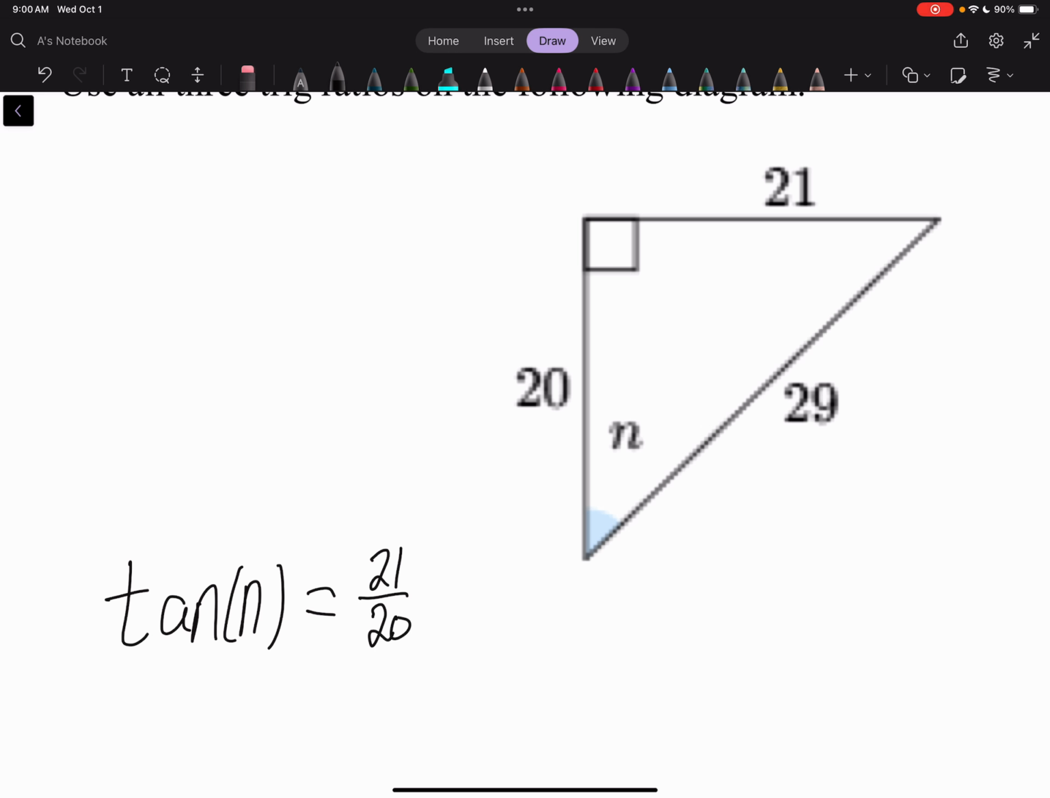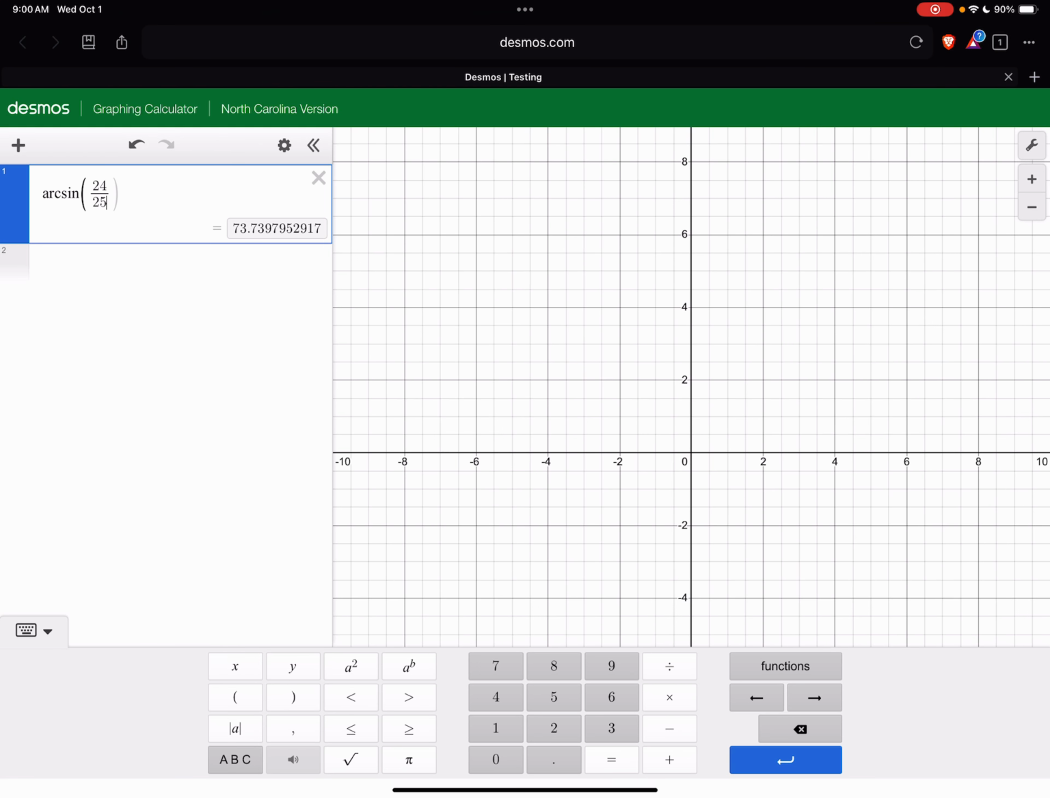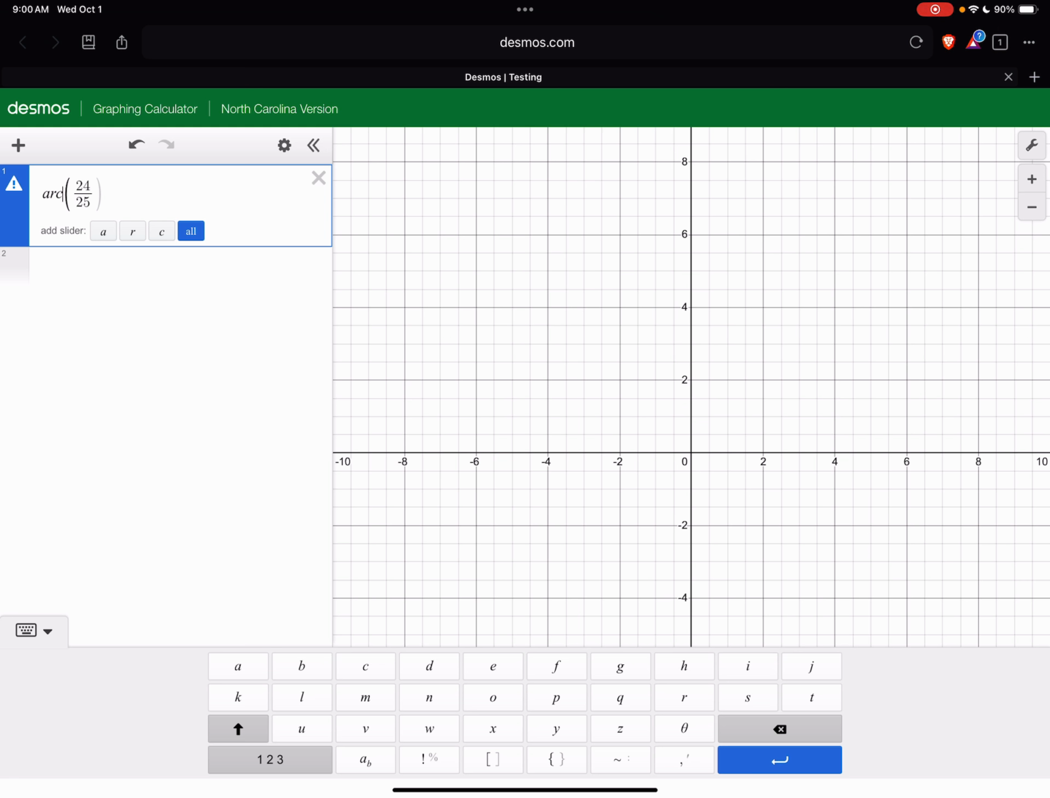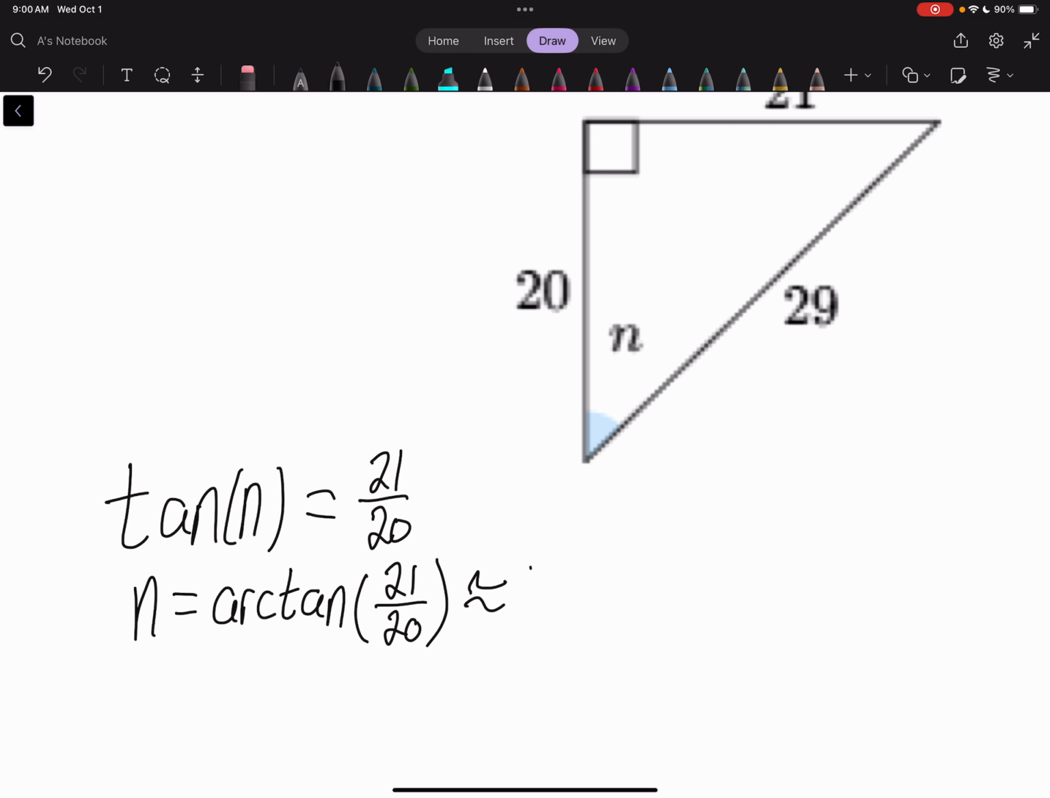From here, I'm going to say N is equal to the arctangent of 21 over 20. Type this in Desmos. About 46.4 degrees.